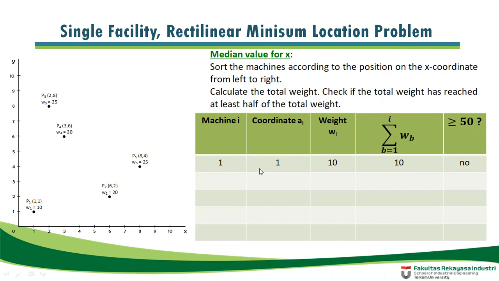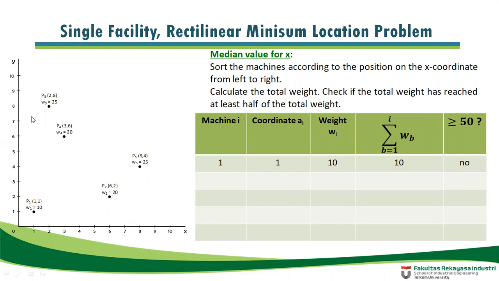Just fill in the x first, which is 1, the x coordinate, and then put its weight, which is 10, and do a sigma for weight. Since it is the beginning, we can put directly its weight, which is 10. Does 10 reach at least half of the total weight? No, so we go through the second iteration until it reaches at least half of the total weight.